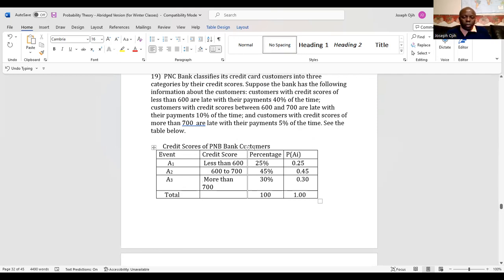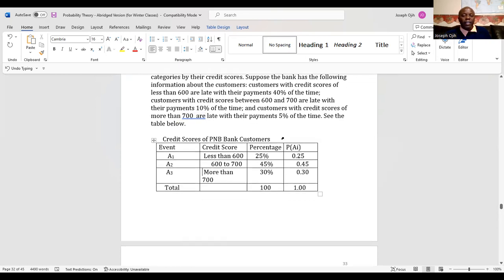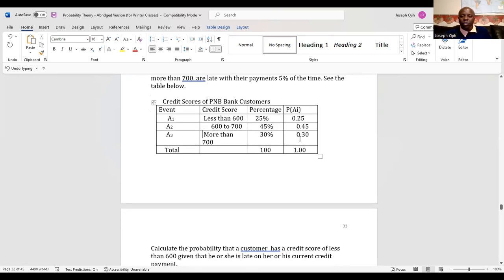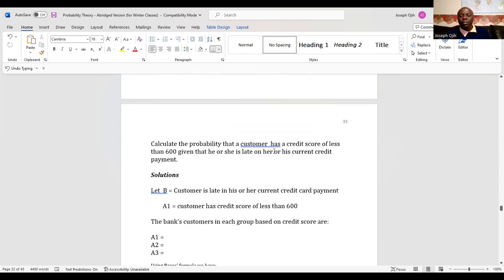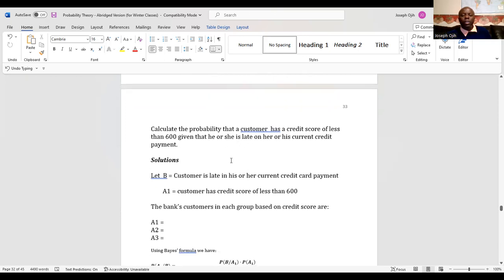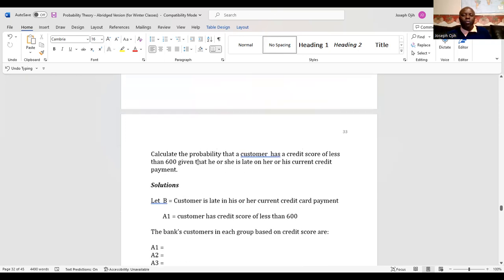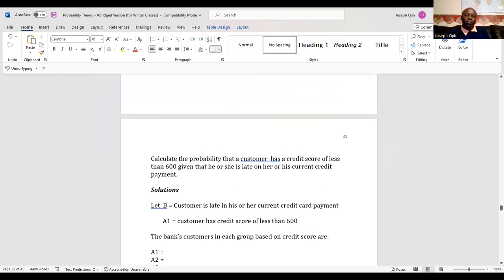And they also say that customers with a credit score of 600 to 700 are late with their payments 10% of the time, and customers with credit scores of more than 700 are late 5% of the time. Then they give you the size of these customer groups in percentages here, and they want you to calculate the probability that the customer has a credit score of less than 600, given that he or she is late with a payment. To do that, we need to identify what we are trying to calculate first.